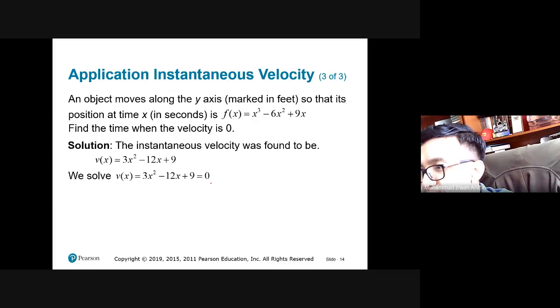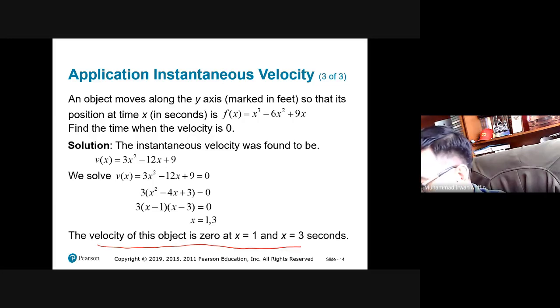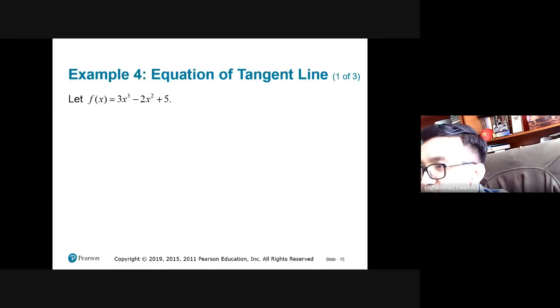Just take note of the interpretation. Whenever you have examples of application, pay attention to how it is being interpreted. This is another example. If we want to find the equation of a tangent line, let's say we have this, because the derivative can also be interpreted as the slope of the tangent line.